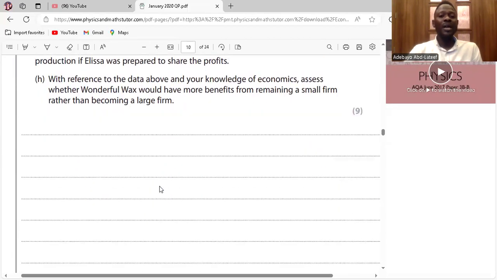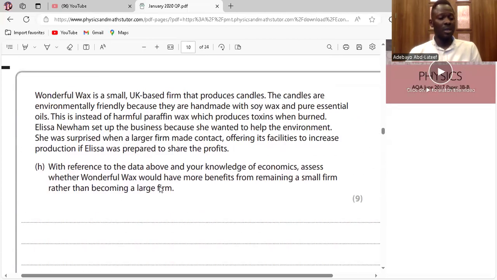With reference to the data above and your knowledge of economics, assess whether Wonderful Works would have more benefits from remaining small rather than becoming big. So there's a case study there. What is a small firm? A small firm is a business that operates on a smaller scale, while a large firm operates on a larger scale. So Wonderful Works may benefit from remaining small for the following reasons.